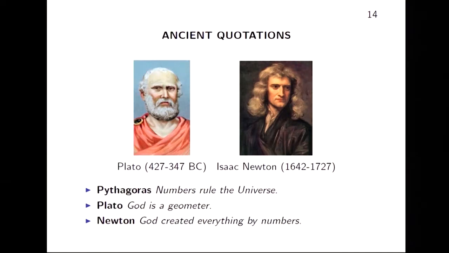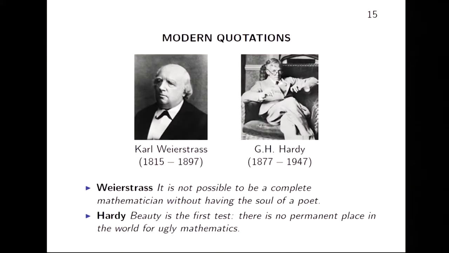Pythagoras, numbers rule the universe. Plato, God is a geometer. You all agree. Newton, God created everything by numbers. Modern quotations, we have two here. One by Karl Weierstrass, who was the symbol of hard, rigorous analysis in the 19th century, but he had a soft spot. And he said it is not possible to be a complete mathematician without having the soul of a poet. And Hardy, over there, said beauty is the first test: there is no permanent place in the world for ugly mathematics.